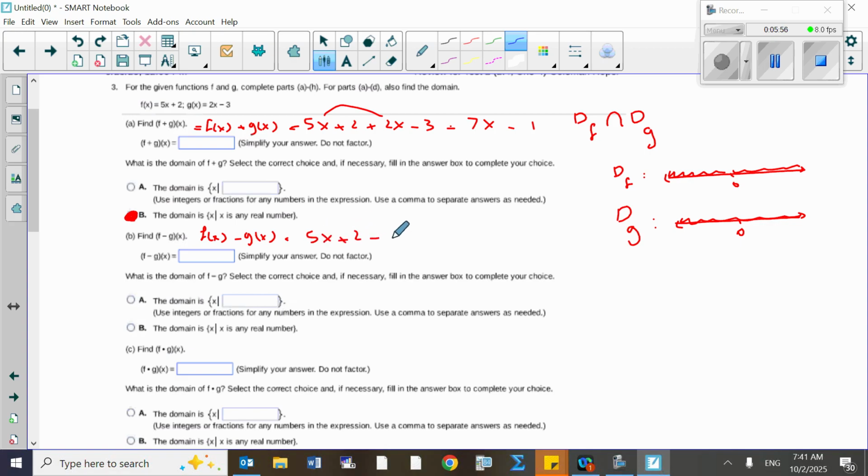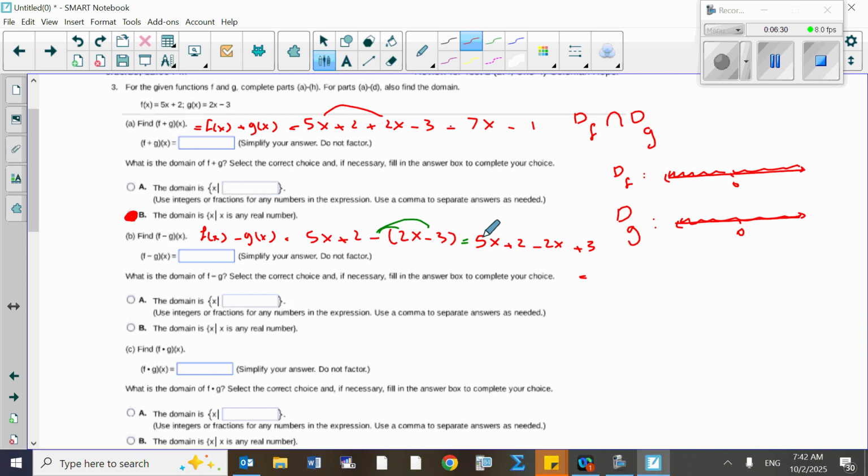(5x + 2) minus (2x + 3). Notice that I put a negative and then a parenthesis around the second function. That means this negative belongs to both of the terms over here. You have to distribute that. So this is going to be 5x + 2 - 2x - 3. Negative times 2x is negative 2x, negative times negative 3 makes it positive.